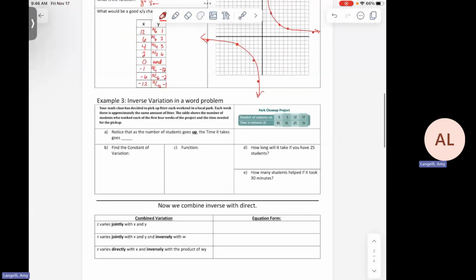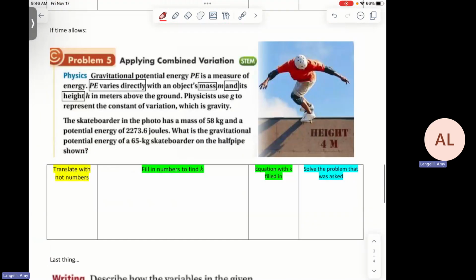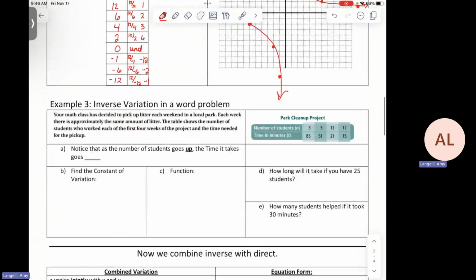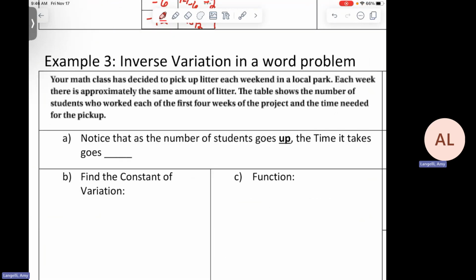All right, so I think I have 4 things I wanted to do with you. Yeah, I have 4 and then 1 tiny thing. So we're on number 3 already, so that's good. What did we say, 10:02? Okay. Now a word problem. Your math class, look how sweet we are. We pick up litter, good for us, each weekend at a local park. Every week, there's approximately the same amount of litter on the ground.